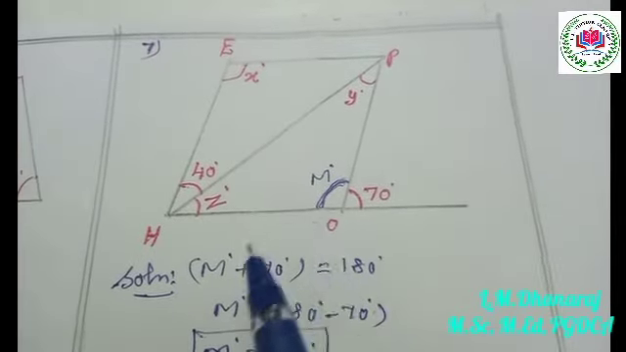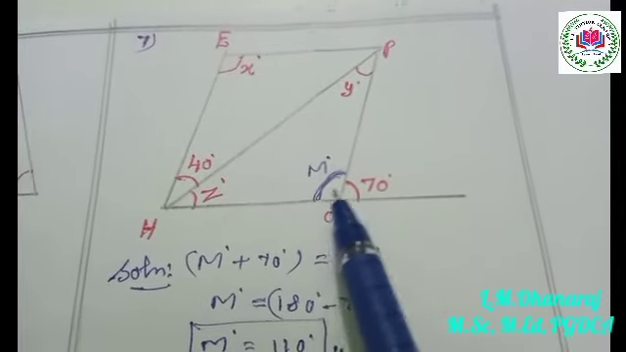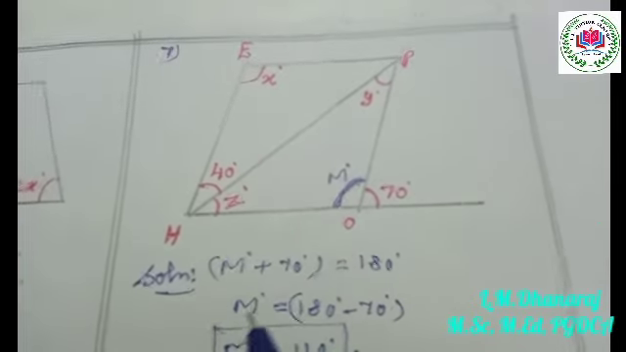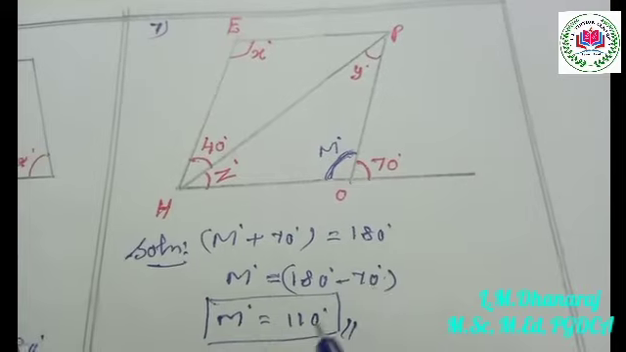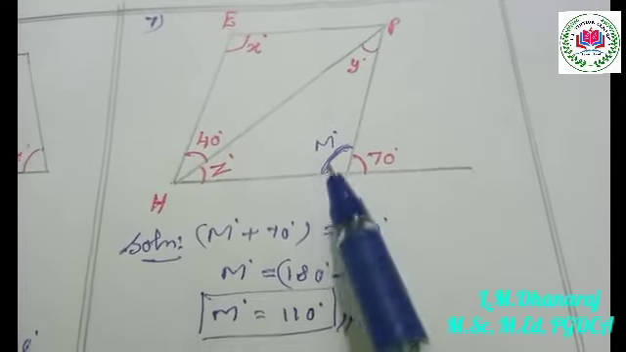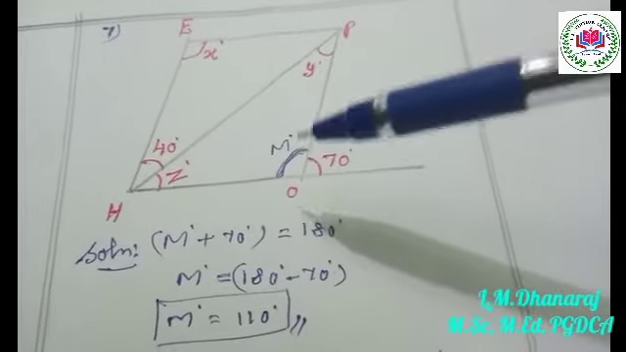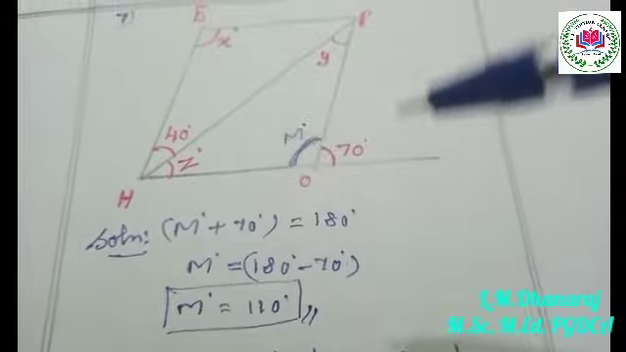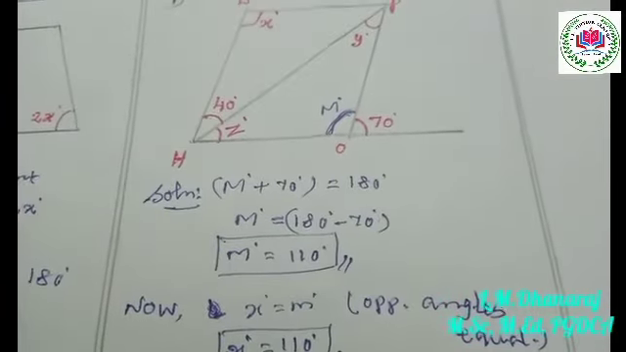Now these two adjacent angles, m degrees plus 70 degrees is equal to 180 degrees. Therefore m degrees is equal to 180 degrees minus 70 degrees, that gives m is equal to 110. Now since it is a parallelogram, angle x is equal to angle m because opposite angles are equal. Therefore x degrees is equal to 110 degrees.